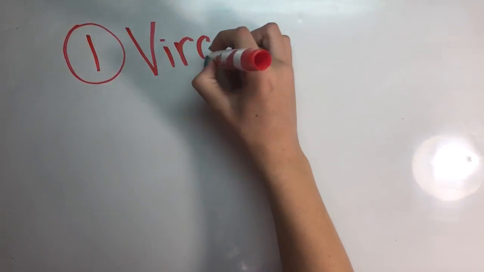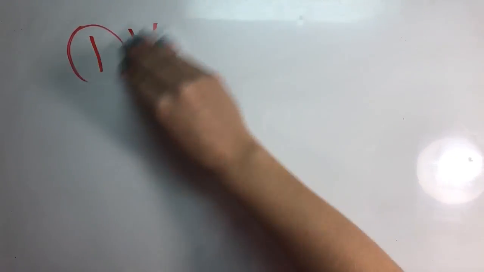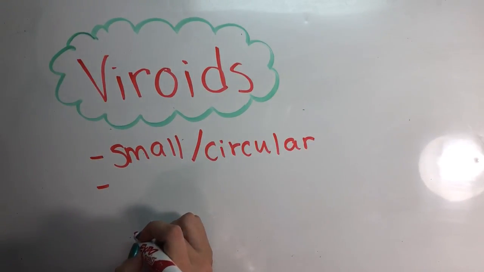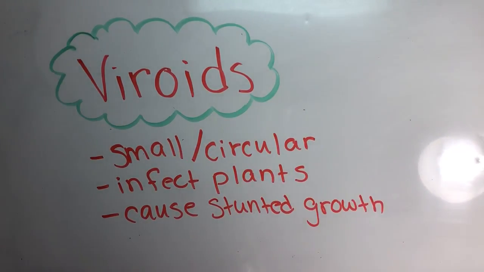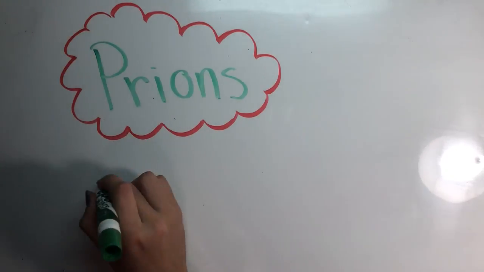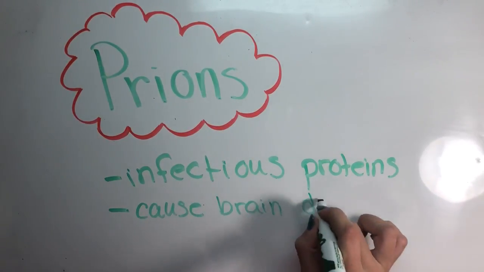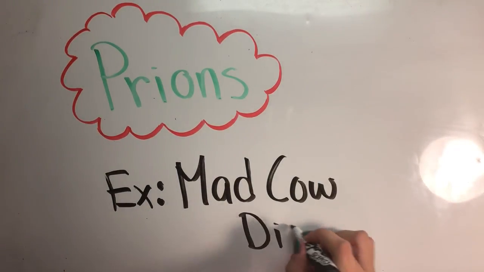For my final topic, I'm going to discuss the two simplest infectious agents. These are viroids and prions. Viroids are very small circular RNA molecules that infect plants. They do not encode proteins, but can replicate in the host plant cells. Viroids can cause abnormal growth development and stunted growth. Prions are infectious proteins, and they have been found to cause a number of degenerative brain diseases in many different animal species. One well-known example of this is mad cow disease.